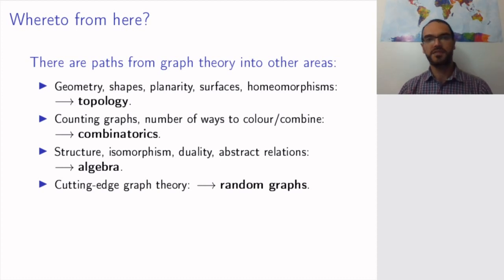A random graph, roughly speaking, is a graph where, say, you have two nodes and then you toss a coin, and if you get heads, you put an edge. If you get tails, you don't put an edge. So they describe stochastic phenomena that you can model with graphs.